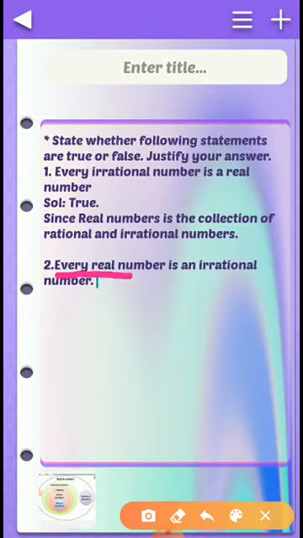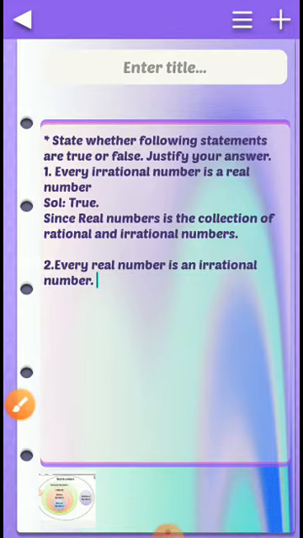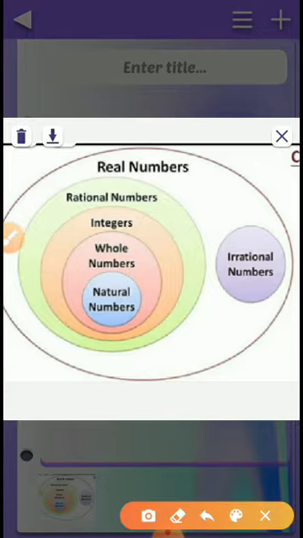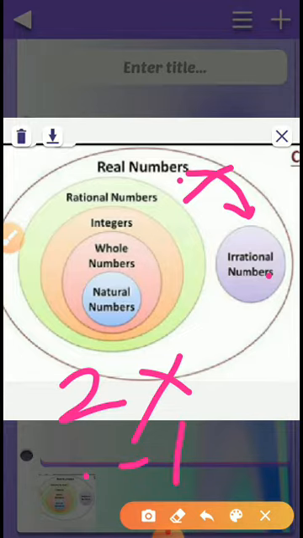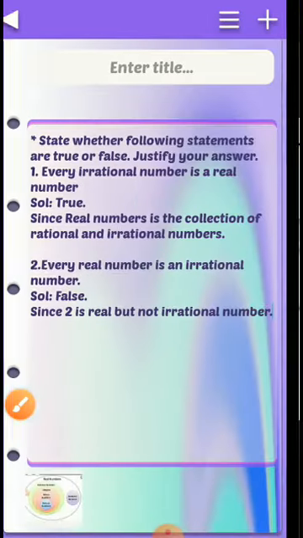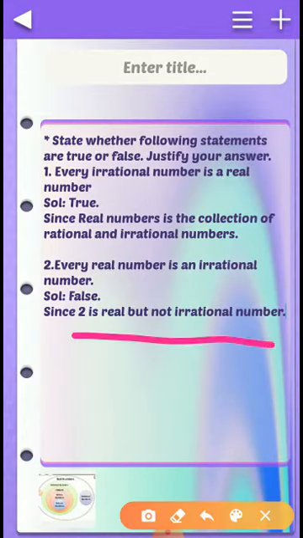Next: every real number is an irrational number. What can you say for this? This is my set of real numbers. Can I say that every real number is an irrational number? No. Why? Because I have 2. Is 2 a real number? Yes. But is 2 irrational? It is not. Clear? Every irrational is real, but every real number is not irrational. You can give any example from this set. I have -1, a real number, but -1 is not irrational. So the answer is false, since 2 is not an irrational number.